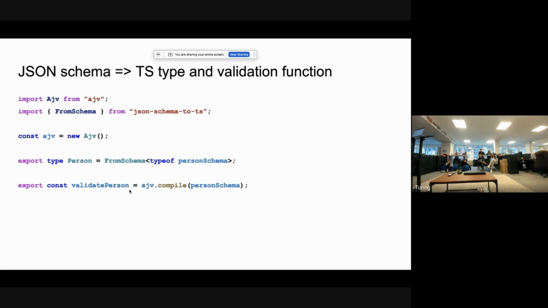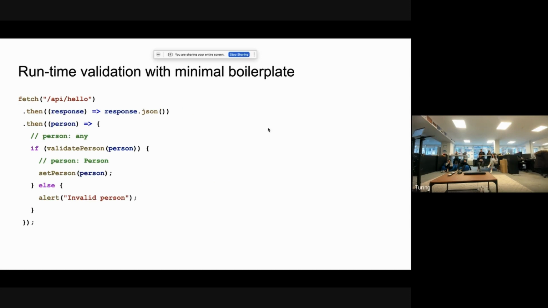And now the last little bit is we take the schema and we compile it into a validatePerson function. So this just creates a function which tells you is this a valid person or not. And now we can finally do some actual runtime validation.